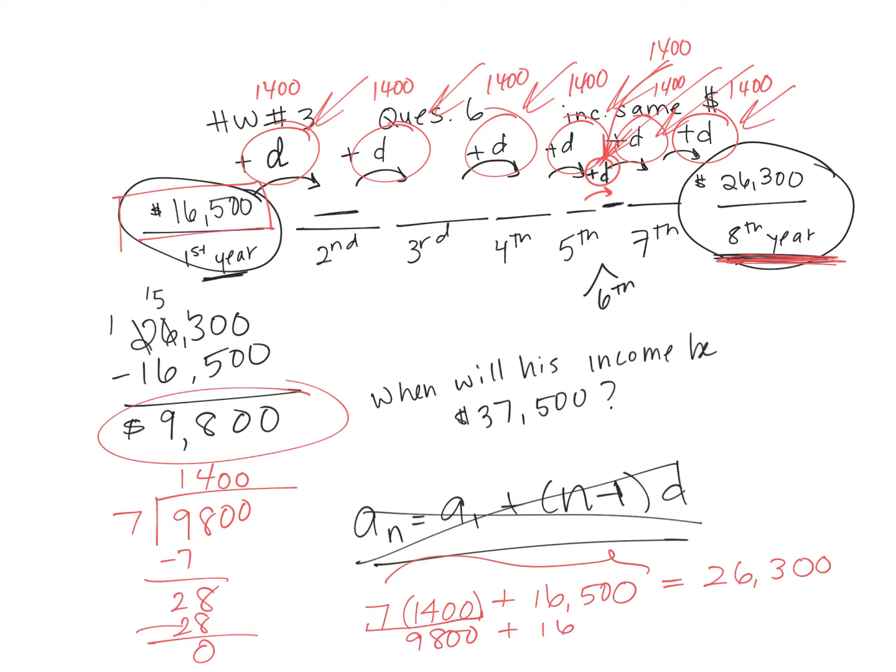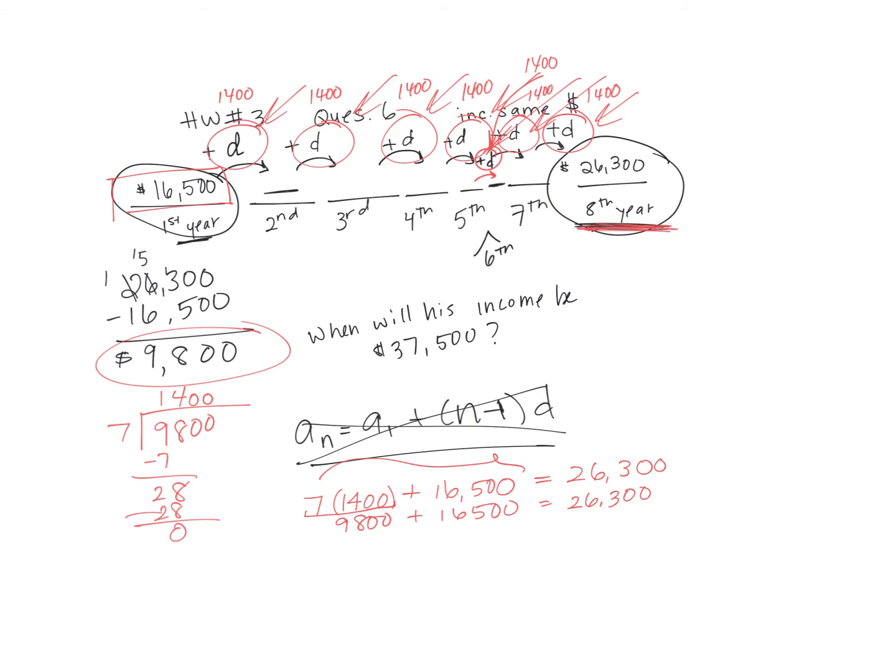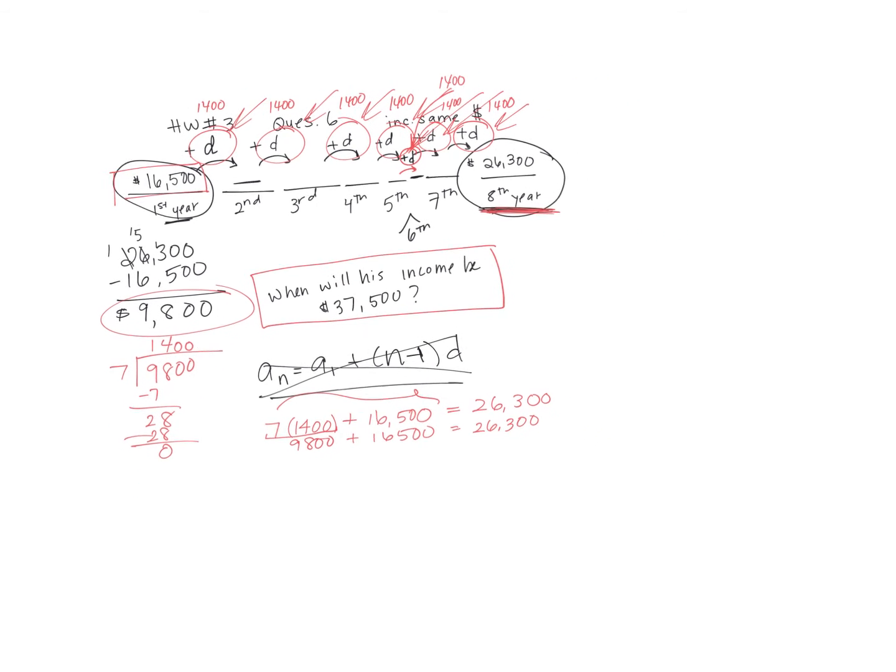And when you add that to 16,500, we should be getting 26,300. And so we know that that number that we're adding every time is 1,400. And so now it wants us to know, okay, well, when are we going to get to this amount? Well, there's a few different ways we could do it.